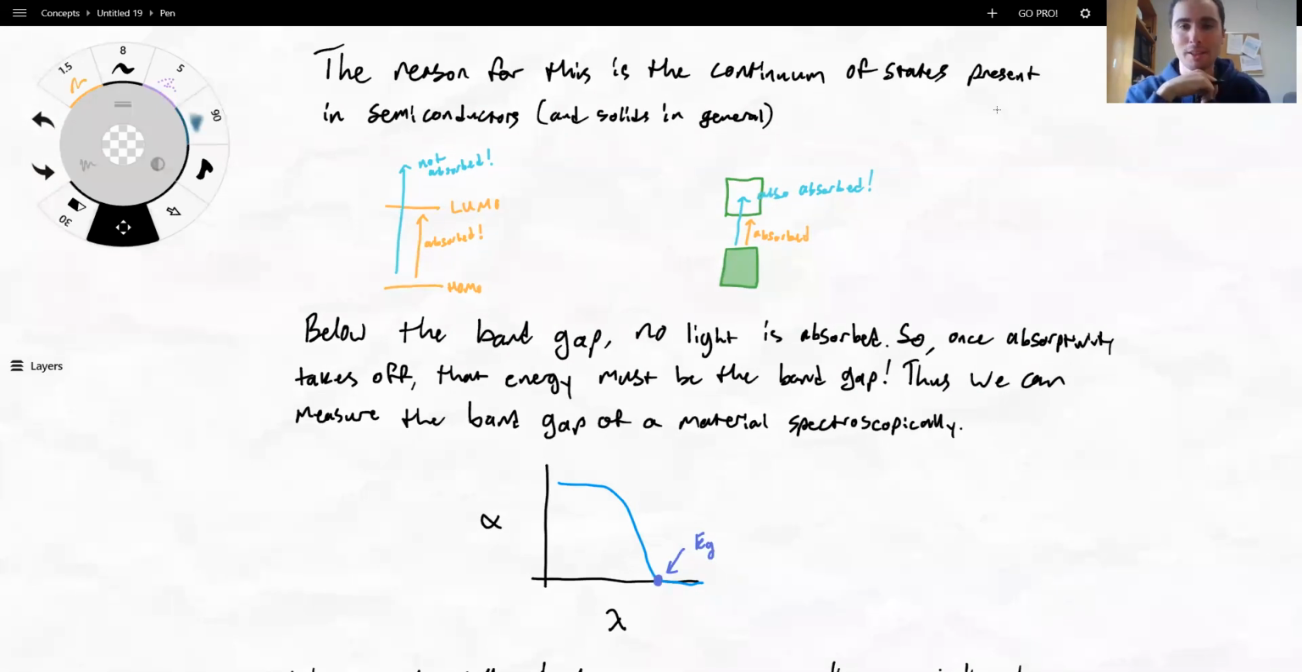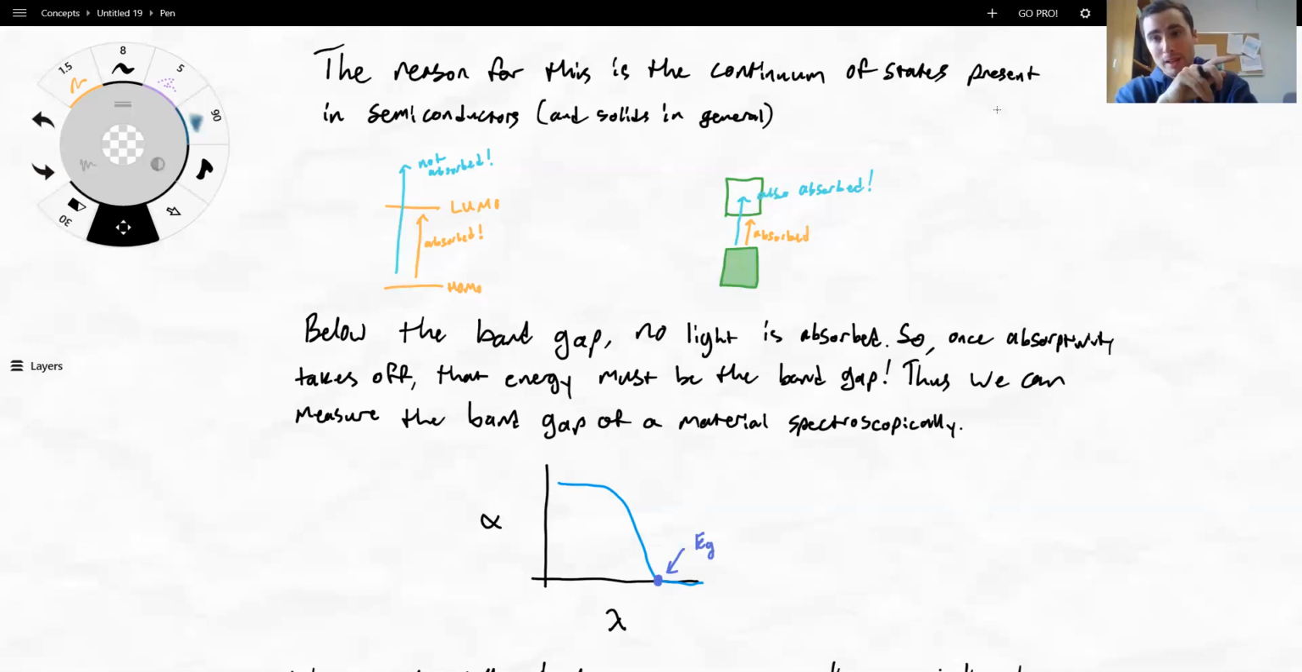Okay, and now I mentioned that above the band gap, you're going to absorb it. But what if you're below the band gap? If you're below the band gap, you don't have enough energy to go from the highest possible valence band energy to the lowest possible conduction band energy. So there are no states in between, at least for our idealized system. That means there's no way to absorb anything.